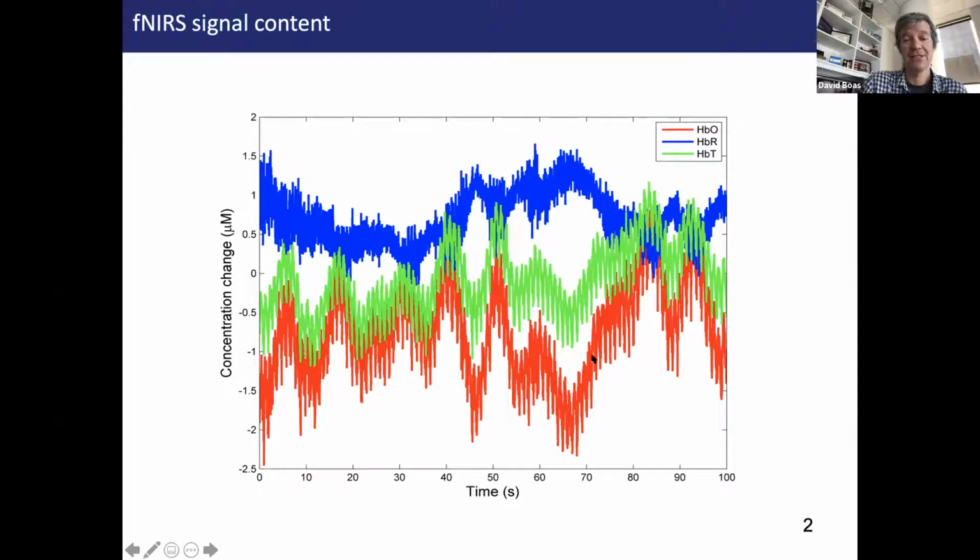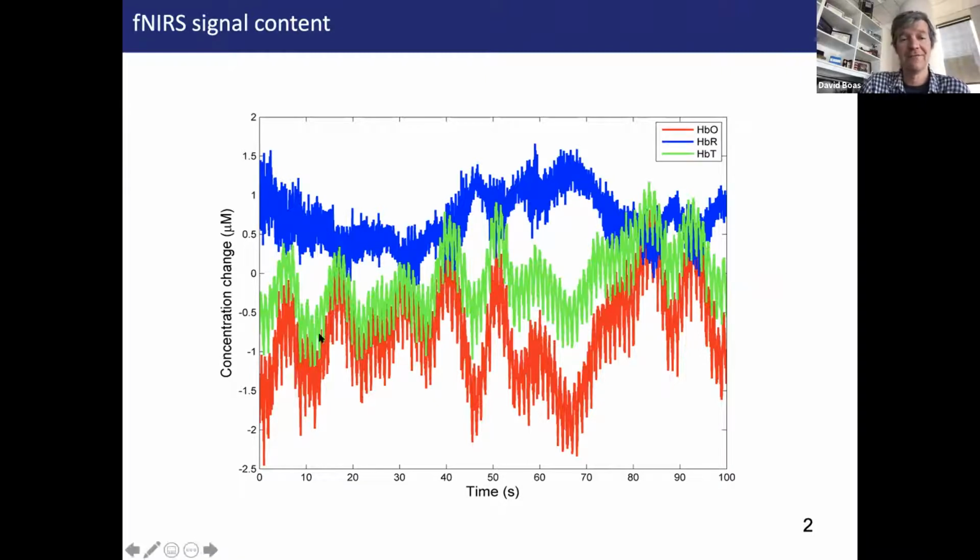if we look at just some raw fNIRS signals, really from anywhere on the head, they look like this. So we just see lots of fluctuations. This is over 100 seconds. You can see, typical colors: red is oxy, blue is deoxy, green is total hemoglobin. We see cardiac oscillations in oxy and total, not really in deoxy. And we see lower frequency fluctuations in oxy and total as well.